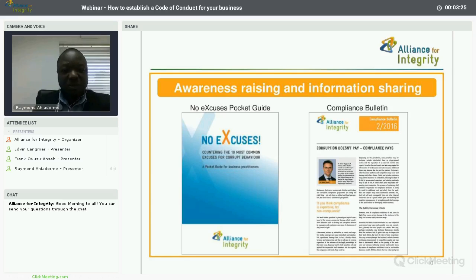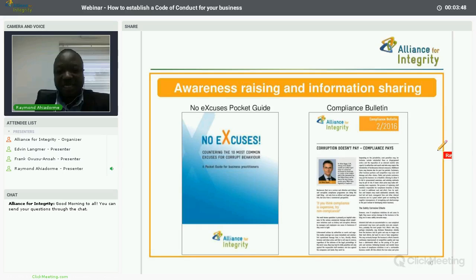We publish tools for corruption prevention. What we see here is the No Excuses Pocket Guide. We published it in Ghana, adapted in Brazil, India, Indonesia, and recently Mexico, as well as Latin America. So we publish information to enable companies build their knowledge and understanding of integrity issues.